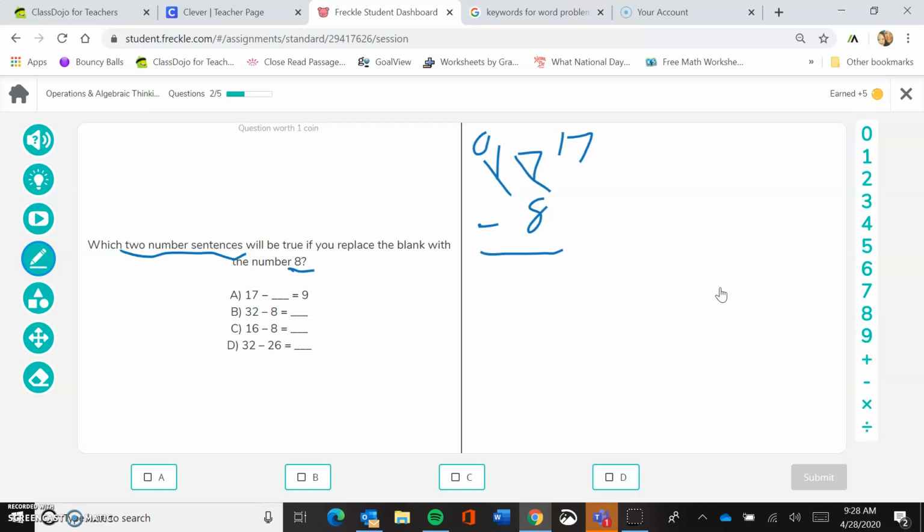It would be 9. So that one worked out. I can even draw a little check mark next to it, or I can go ahead and choose it as one of my answers. Now, I have to have 2 number sentences, so I need to try these other ones.